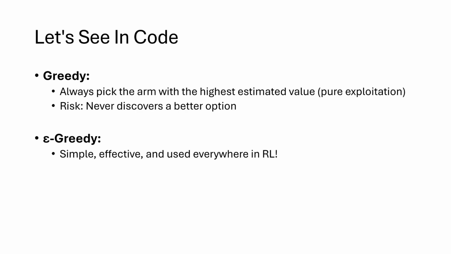Greedy strategy is to always pick the action which we think is the best because it has the highest estimated value. It is also called pure exploitation, but the risk is we may never discover the best action if we keep on playing the current best action. We might miss out on the real best action. And the second approach is epsilon-greedy. This is simple, effective, and very commonly used in reinforcement learning.